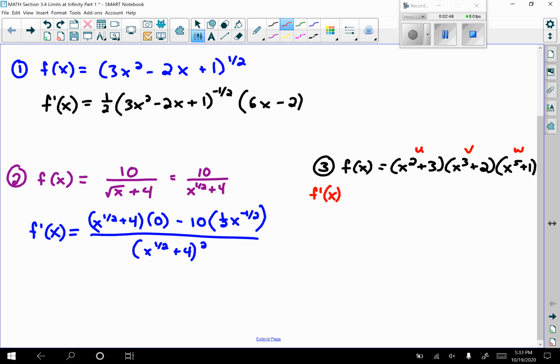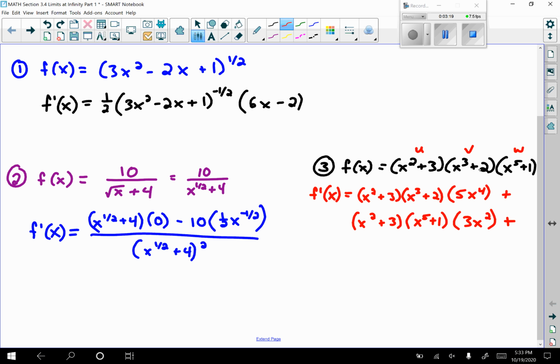So here for the first part, I can leave u and v alone. So I'm going to get x squared plus 3 times the quantity x cubed plus 2. But now I want to take the derivative of w, which becomes 5x to the 4th. Plus, now the next combination, I can leave u and w alone, but then take the derivative of v. So then I'm going to get x squared plus 3 times x to the 5th plus 1. But now the derivative of v becomes 3x squared.